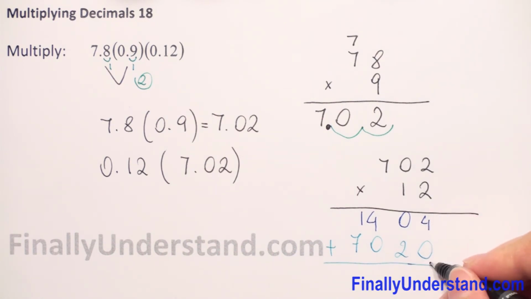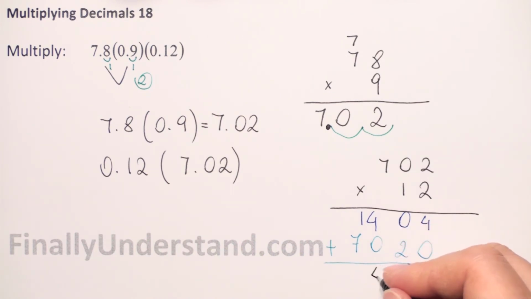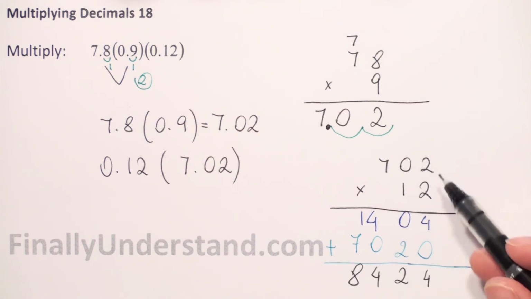So we have 4 plus 0 is 4. 0 plus 2 is 2. 4 plus 0 is 4. 1 plus 7 is 8. So now we have multiplied the whole numbers.